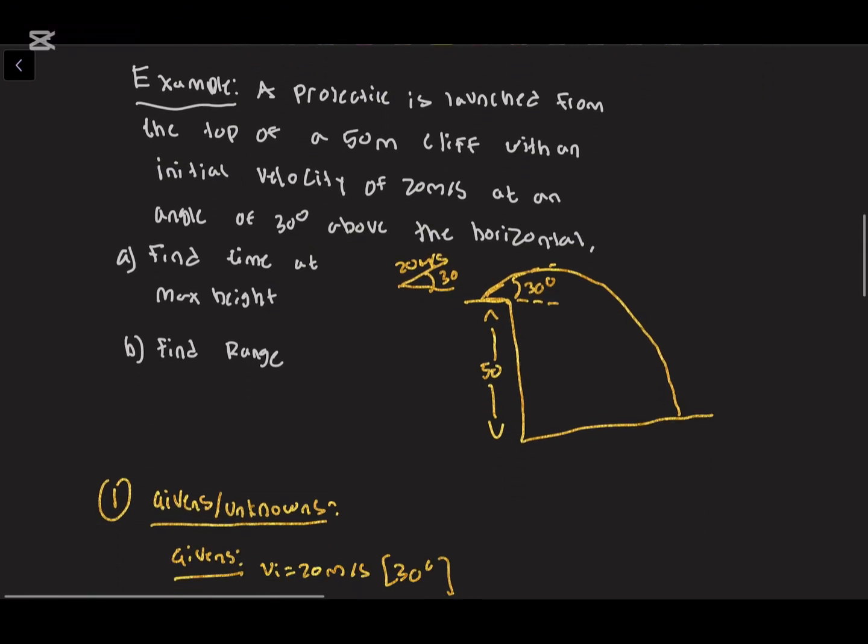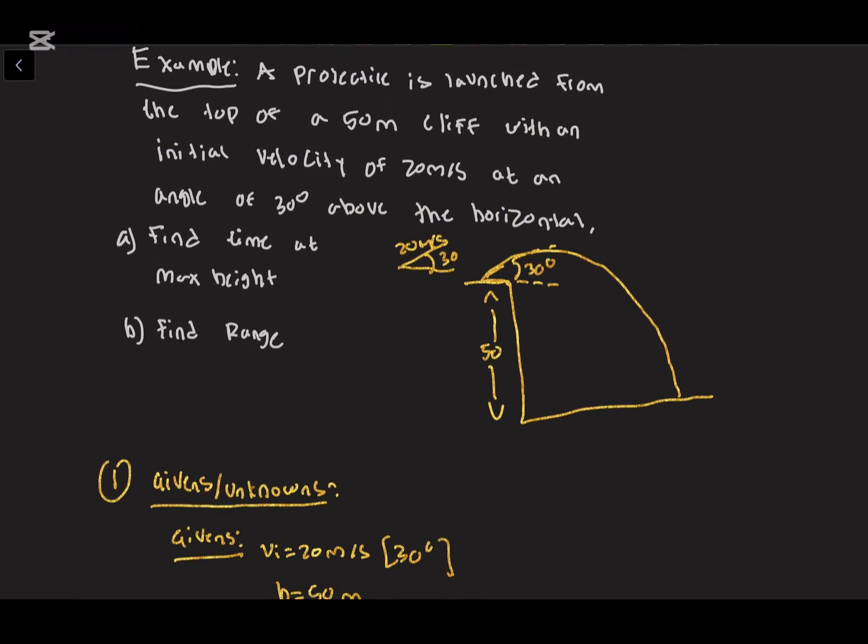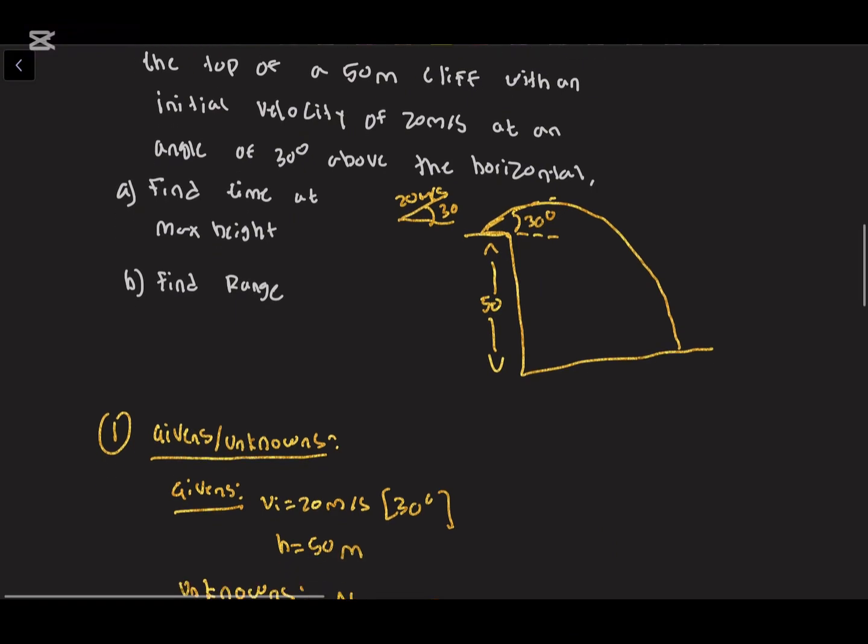So let's get right into the example. In this example, we have a projectile that is launched from the top of a 50-meter cliff with an initial velocity of 20 meters per second and an angle of 30 degrees above the horizontal. So again, like how I like to approach every single problem that we've done so far, my first step is always to draw myself a diagram that allows me to visualize what I'm reading. So in this case, I've drawn my horizontal here. This would be my cliff, right?